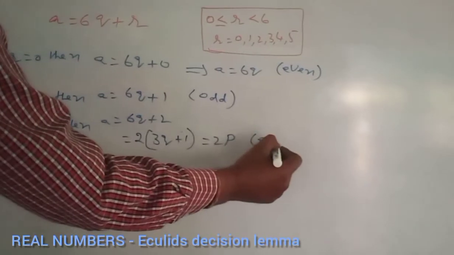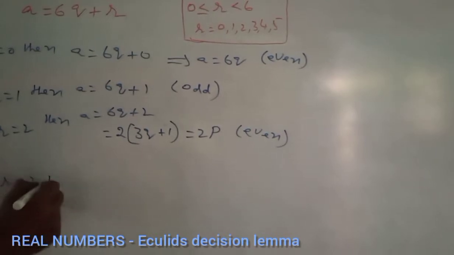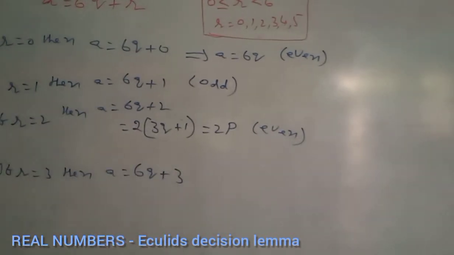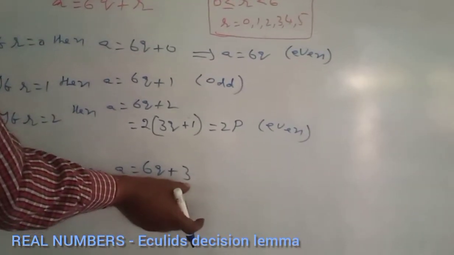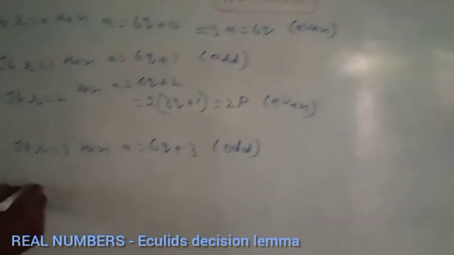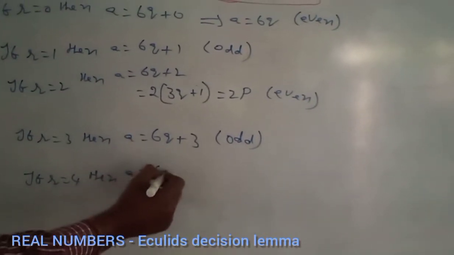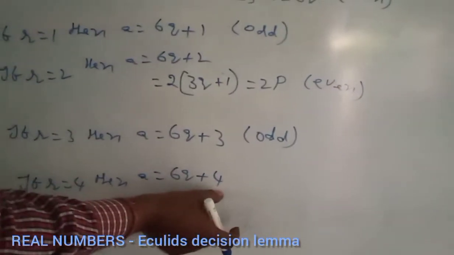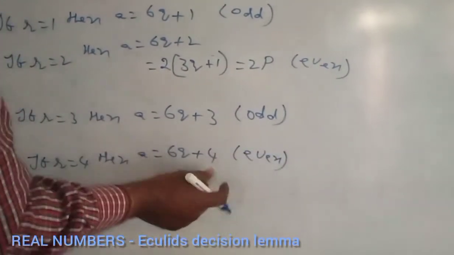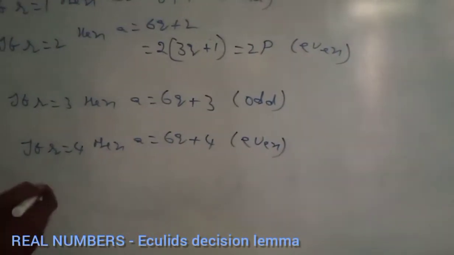That is an even number. Next, if r is equal to 3, then a is equal to 6q plus 3. The remainder value is 3, that means an odd number. Next, if r is equal to 4, then a is equal to 6q plus 4. Here the remainder value 4 is an even number, divisible by 2, so that is even.